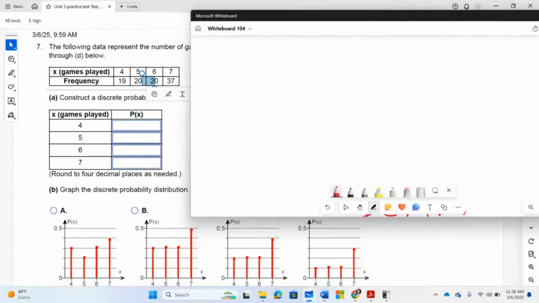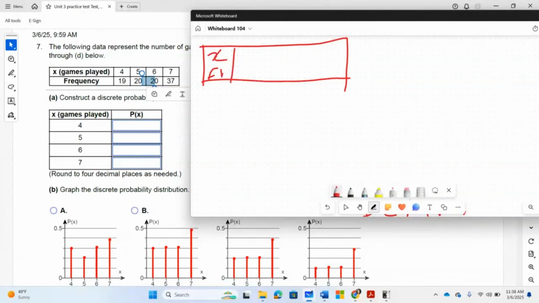Okay, so I am actually going to write the table here also. So this is the table. This is X, the random variable. This is frequency. And there are 4 of them, 4, 5, 6, 7.